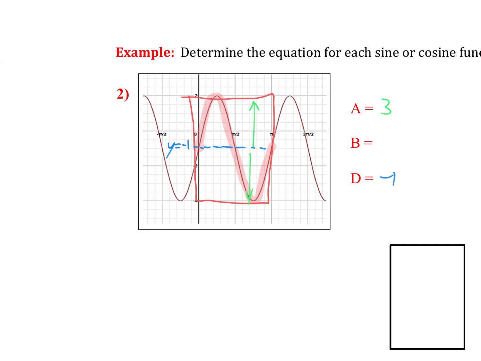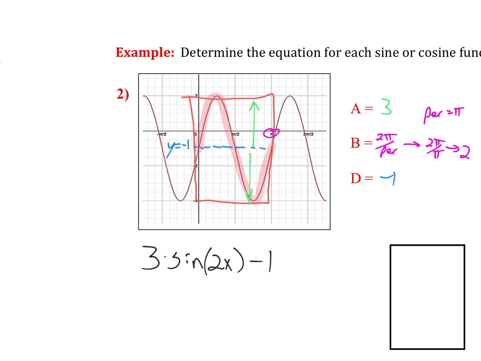And my b value comes from the period. In this case, the period was pi. So the period is pi. So I can do 2 pi divided by the period. 2 pi divided by pi. My b value is 2. This graph is a positive sine function. So my function rule is a, 3, times sine of bx, 2x, plus d, so plus a -1, minus 1.